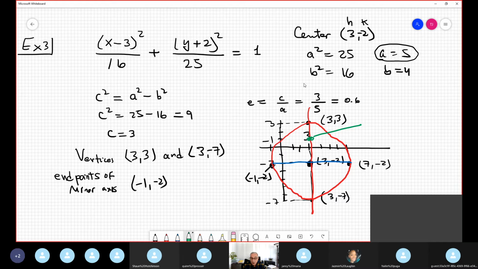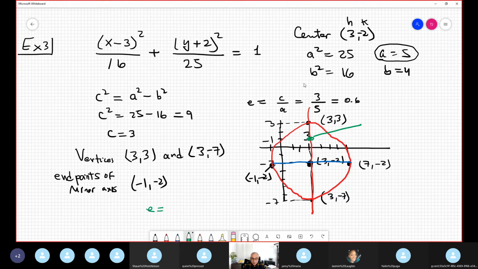What is e again? Okay. e is eccentricity, but we compute it after. One focus is located at 3, 1, and the other focus is 3 down here. It is located at the point 3, negative 5. This is the focus in green color. And the eccentricity, I did that here.